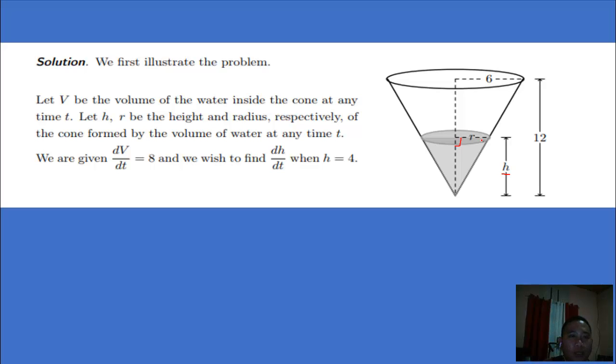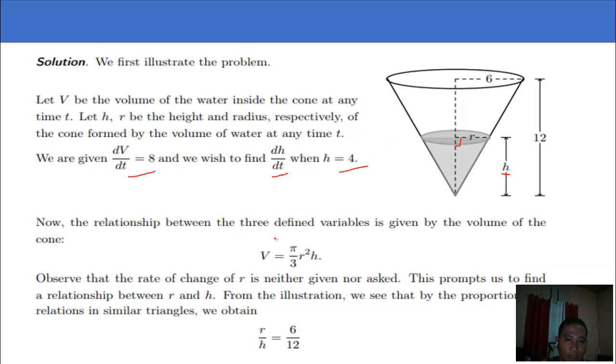So, it means makuha natin yung isang variable. How to do that one? We know that the dv over dt is 8. Clear na yan siya. We are going to find the dh over dt and the h is 4. Okay? So, we know that this is pi over 3 r squared h. And we also know that r over h is equals to 6 over 12. Why? Because they are corresponding. By AAA similarity theorem, they are proportional. So, 6 over 12 equals r over h. Or r over h equals 6 over 12. Or h over 12 equals r over 6.